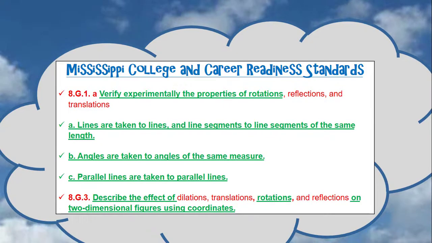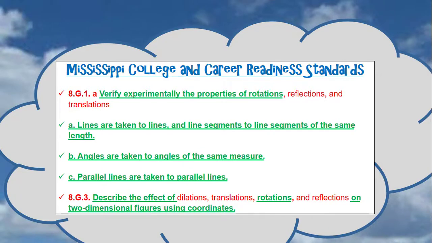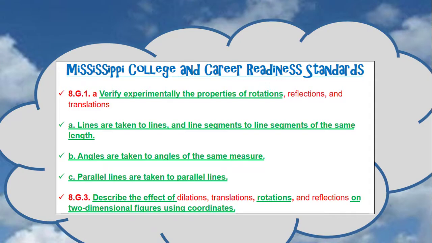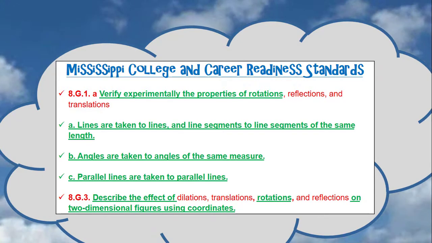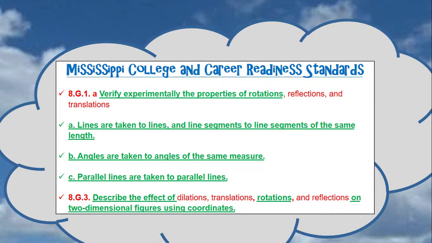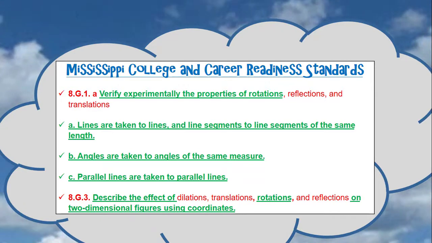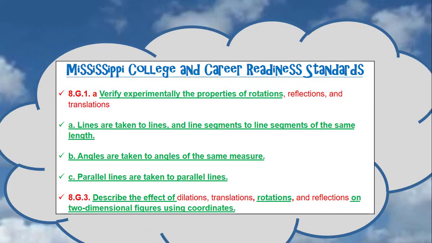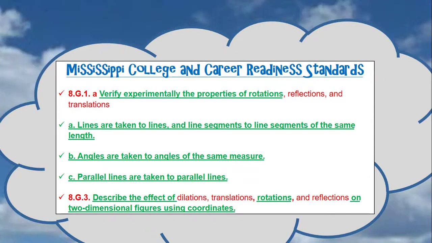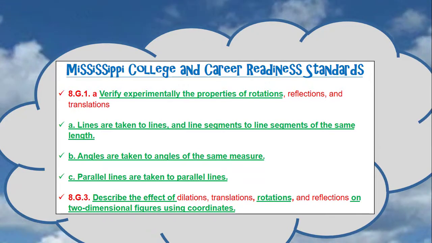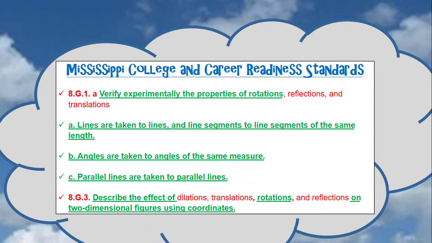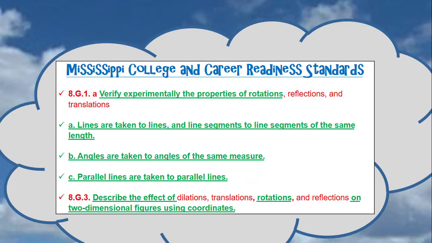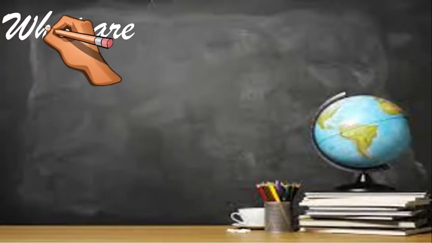This lesson is based upon the Mississippi College and Career Readiness Standards. We will study the properties of rotations. We'll discuss how rotations are congruent transformations, how their lines and angles are congruent, meaning that they have the same size and will maintain the same shape. We will also describe the effects of rotations on two-dimensional figures using coordinates.